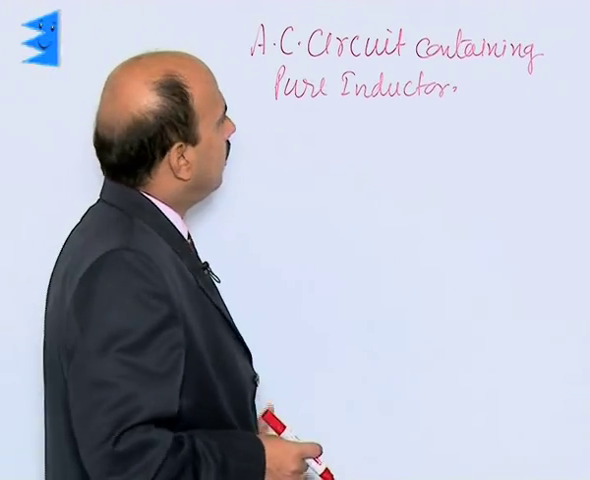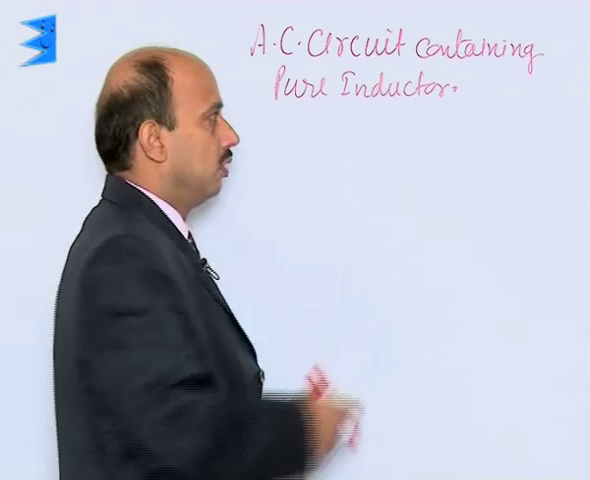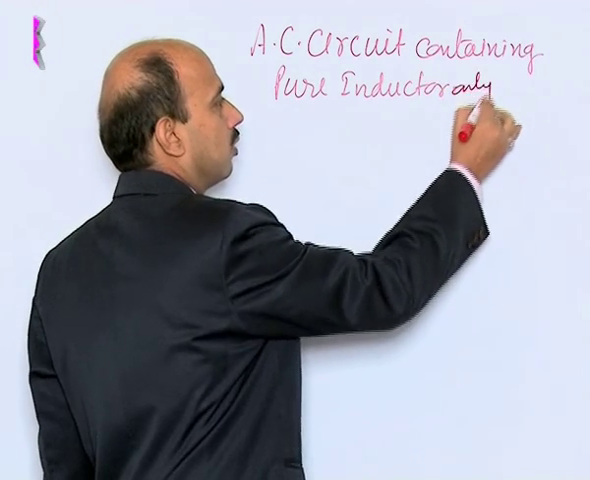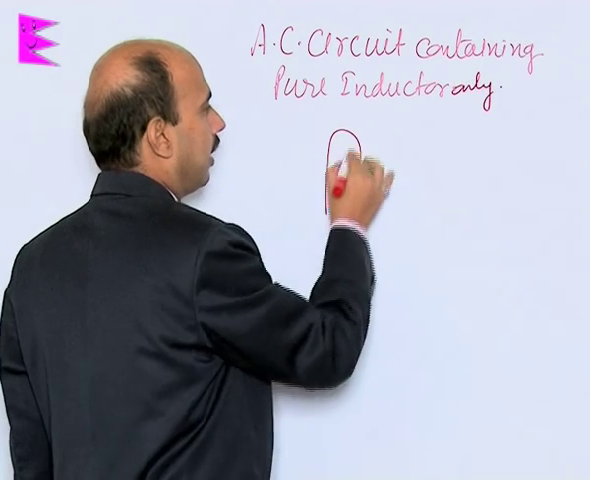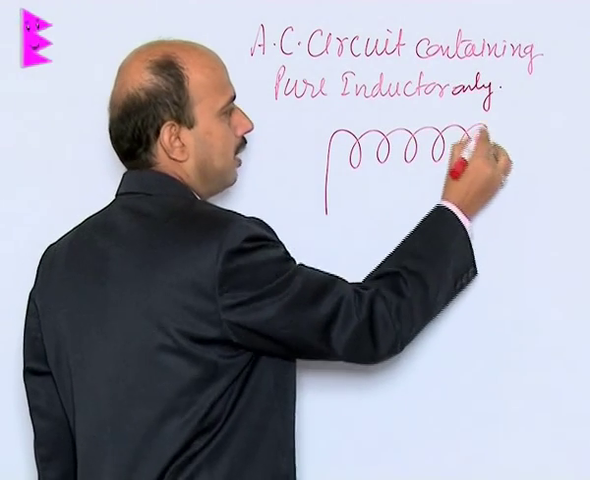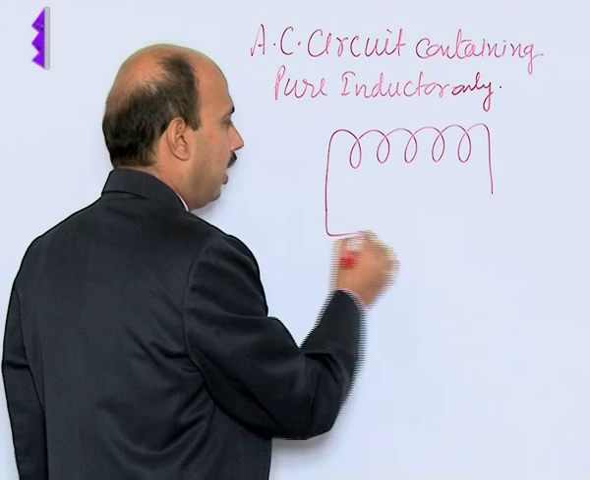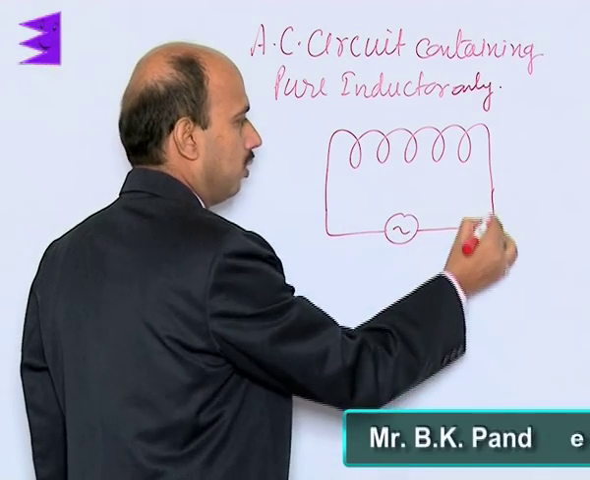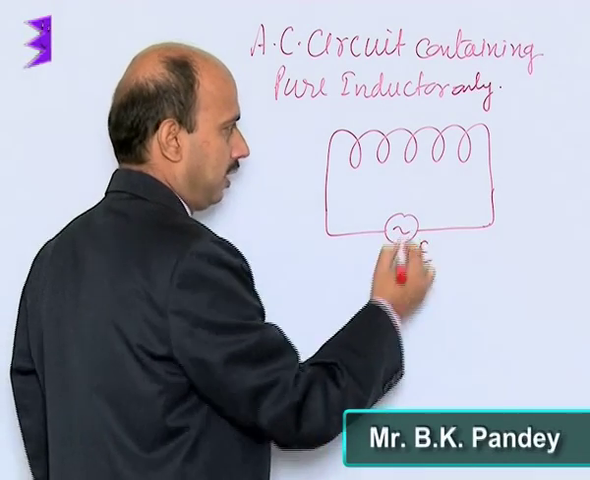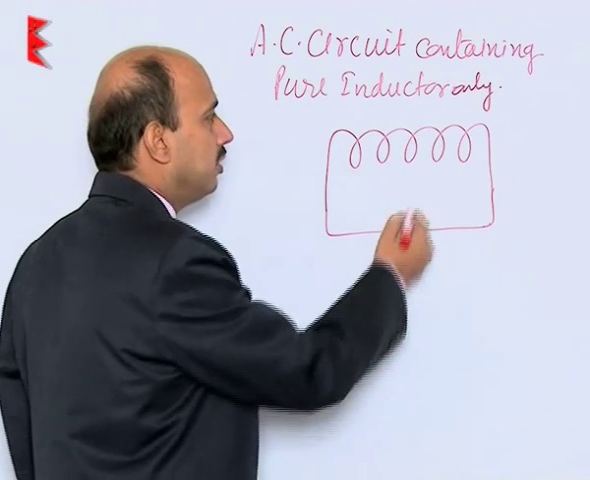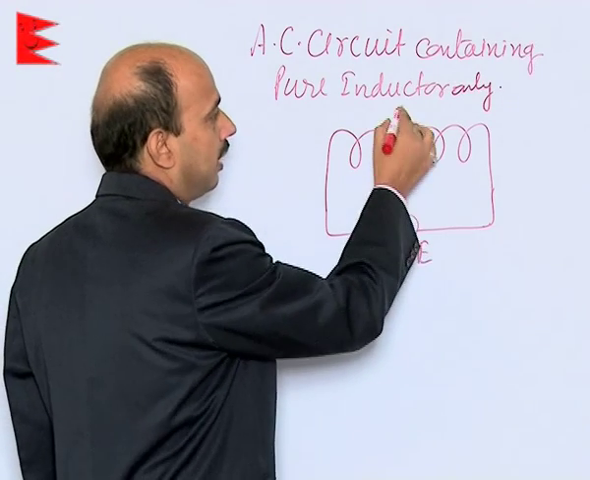Now see an AC circuit containing a pure inductor only. In this case, we take an inductor made of conducting wire, and an AC source is applied over here. Suppose the EMF at an instant is E, and its inductance is L.